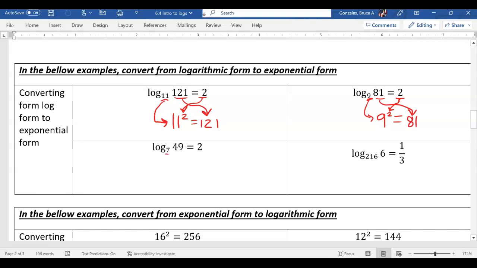So again, base, what it equals is the exponent. The middle comes down. 7 squared is 49. That's true. The base comes down. What it equals becomes the exponent. It's kind of weird to have a fraction exponent, but that's okay. Equals this right here. The result is 6.